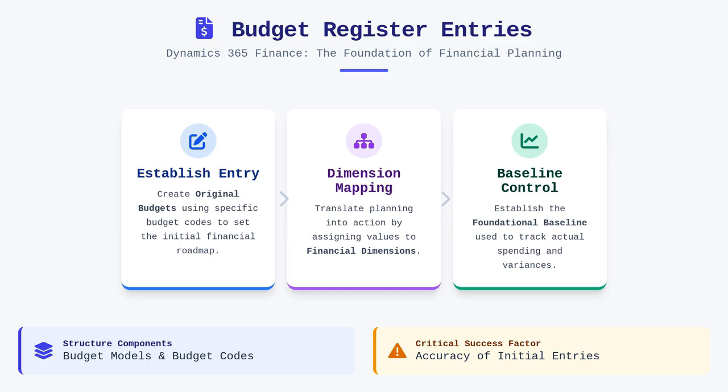By assigning these values to financial dimensions, you translate high-level planning into actionable figures that the system can track against actual spending. The accuracy of these initial entries is paramount because they serve as the foundational baseline for all subsequent variances and reporting. You will find that these entries are structured around budget models and codes, which help delineate the purpose of the data within the system.